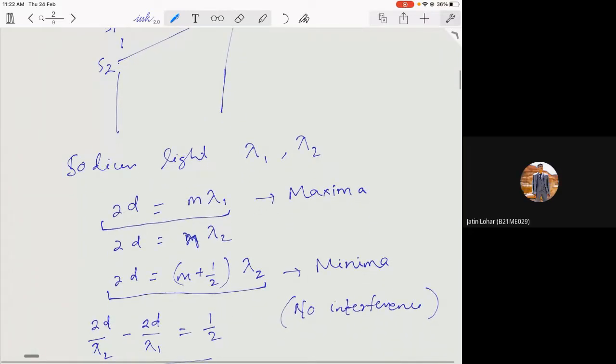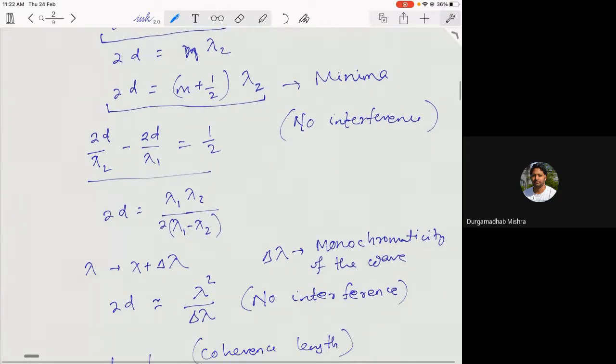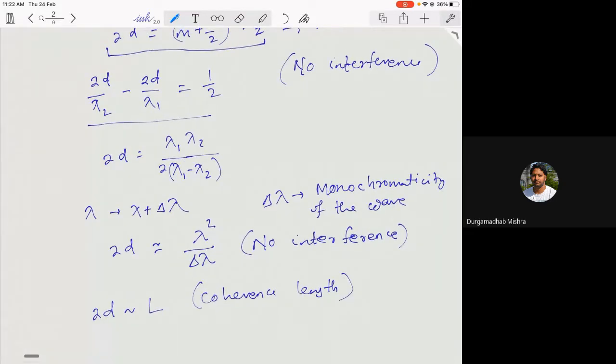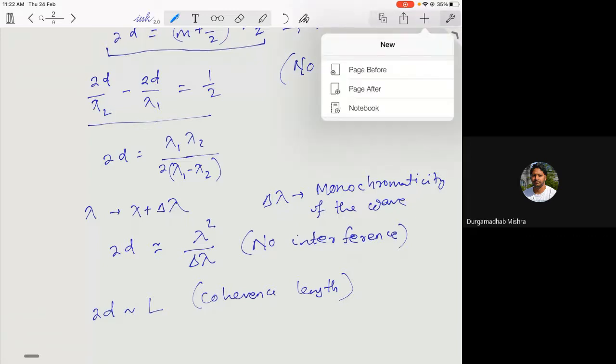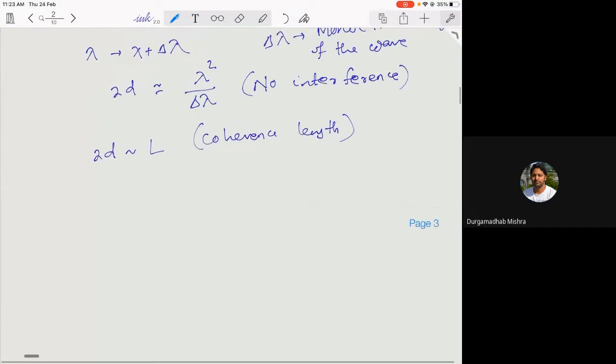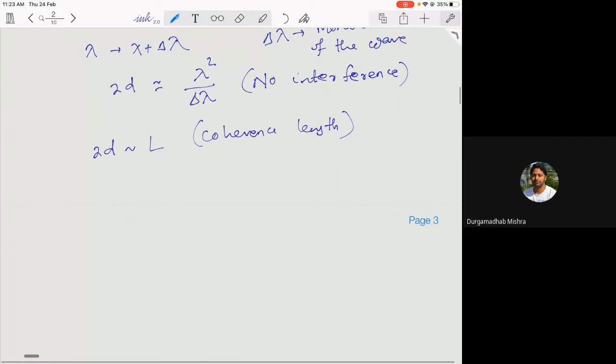Okay. So this is the coherence length. So how this coherence would lead to or define the monochromaticity, that is what we were talking about. Now this lambda square by delta lambda is a bit difficult to comprehend.